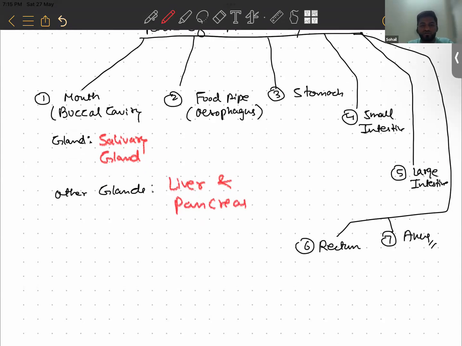Now, what is the function of these glands? Yes, Mafaz, what work do they do? The salivary glands change starch into sugar. Very good. And what about the liver and pancreas? They basically break down the food. They convert complex substances into simpler substances. That is the function of the glands here.